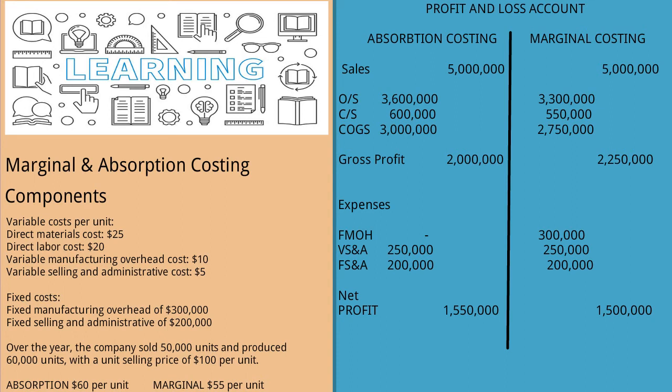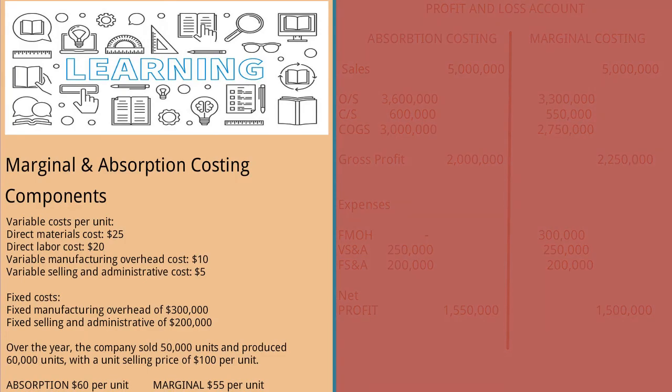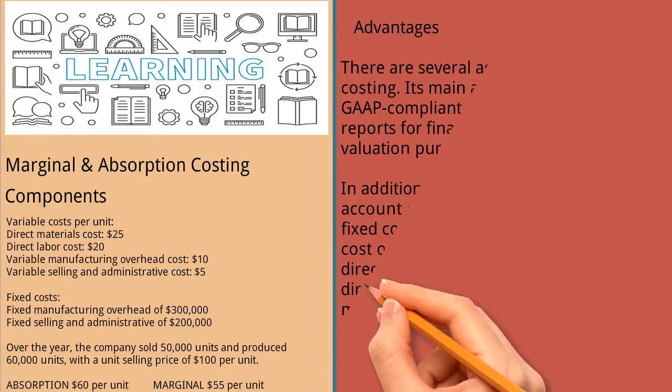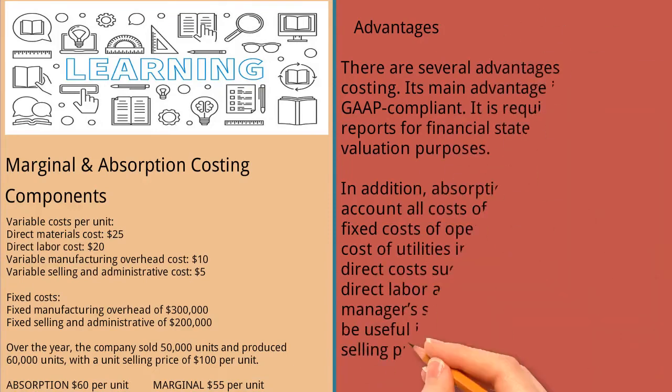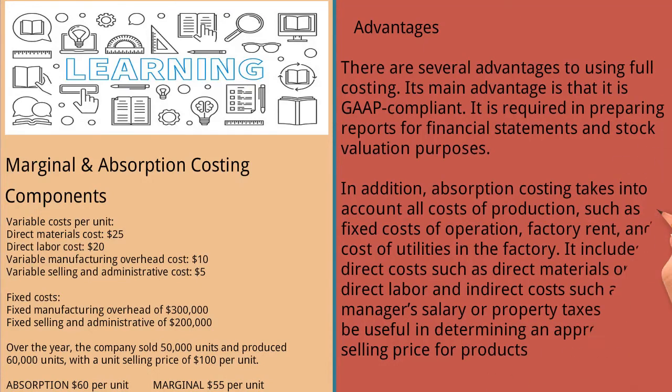Now, when we look at some of the advantages and disadvantages, we can see that there are several advantages, including that it is GAAP compliant, generally accepted accounting principles. But there's a difference between GAAP and IFRS, but I'm not going to get into that now. In addition to that, absorption costing takes into account all the costs of production, such as the fixed costs of operation, the factory rent, cost of utilities in the factory. It also includes the direct costs, such as direct materials or direct labor, and indirect costs, such as the plant manager's salary or property taxes. So in a way it can be useful in determining the selling price of products.